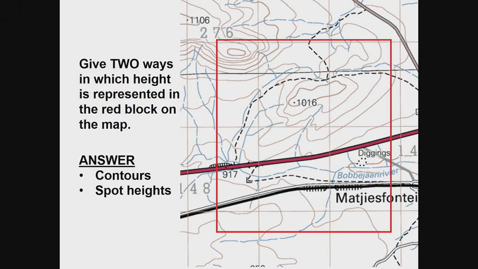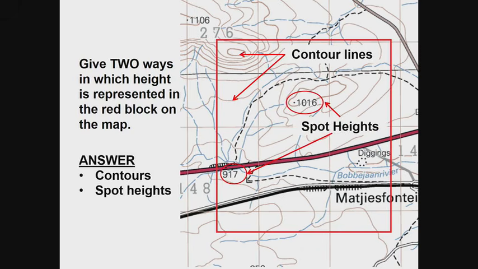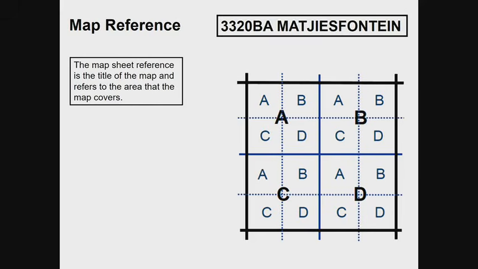Contours and spot heights. There's lots of contour lines, and there are 2 spot heights in the block as well. Right, let's move on. Map reference. Many of you have a problem with this as well.